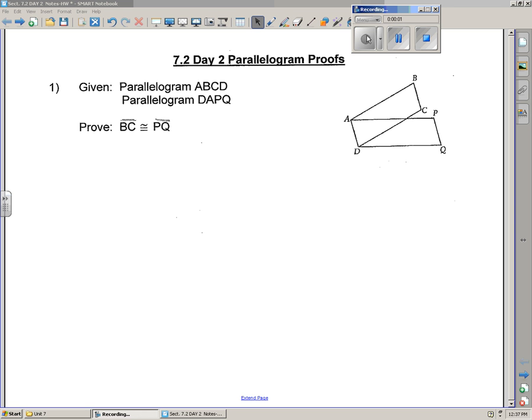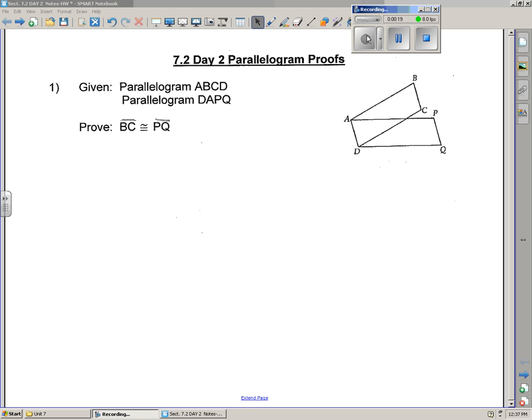Okay, so what we're going to do today is do some parallelogram proofs. So we learned a whole bunch of different properties of parallelograms, and you'll probably use most of them throughout all these proofs. A lot of that also has to do with triangles being congruent. Things have to do with parallel lines because we're in parallelograms, etc.